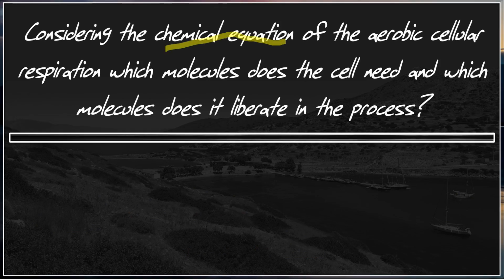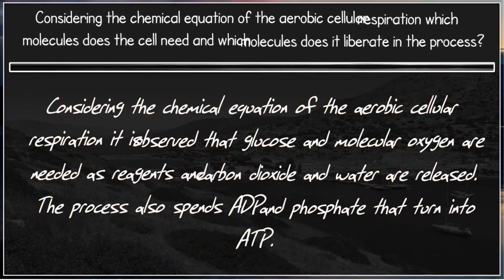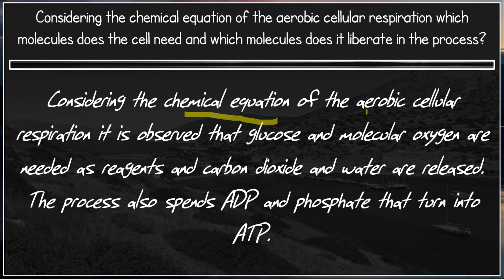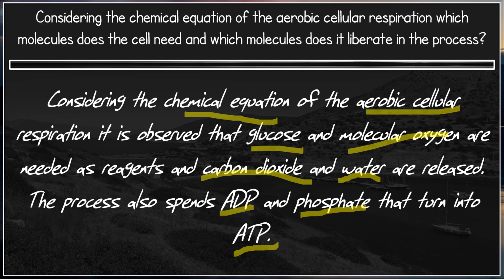Considering the chemical equation of aerobic cellular respiration, which molecules does the cell need and which molecules does the cell liberate in the process? It is observed that glucose and molecular oxygen are needed as reagents, and carbon dioxide and water are released. The process also spends ADP and phosphate that turn into ATP.